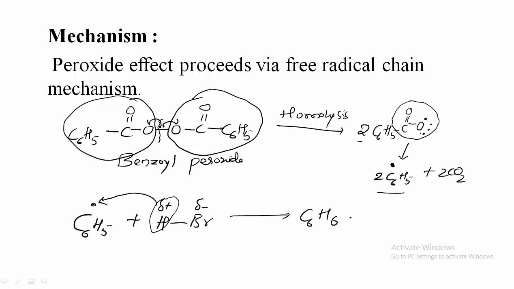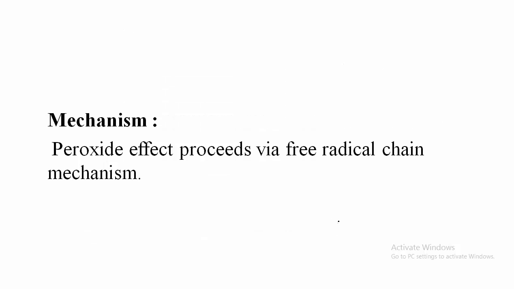C6H6. Okay, and now there will be formation of Br dot, that is a free radical. Now after the formation of this, what happens? Let's see. Now that Br will attach to the propene. Let's consider the propene first. CH3 CH=CH2. This is the propene. Now we have Br radical.